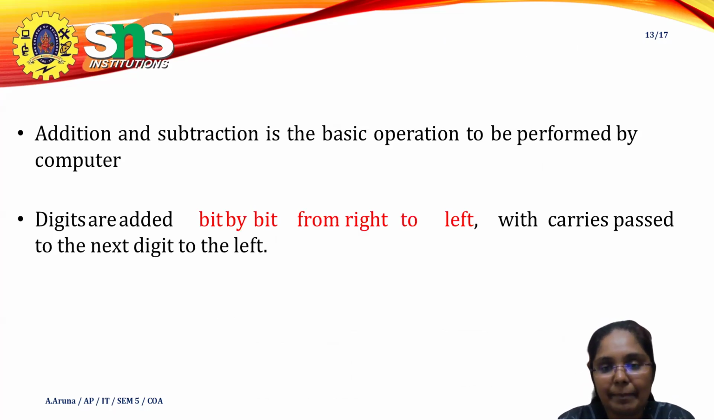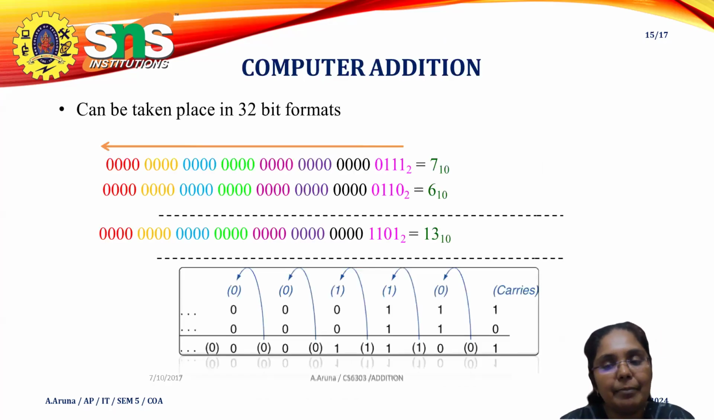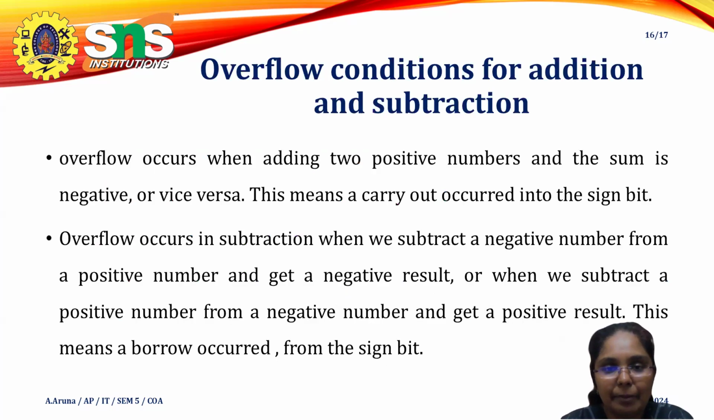Addition and subtraction are basic operations, but digits are added bit by bit, following little endian, so we do the operation from the right side to the left side, with carries passed from each digit to the next digit on the left. This is a basic thing. If I want to represent this number in a 32-bit computer system, this is how it is represented. If I do this operation, this carry I have to send to the next bit. So this is how the operation is taken.